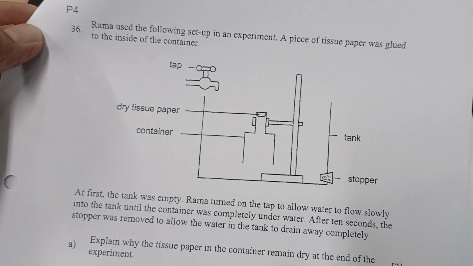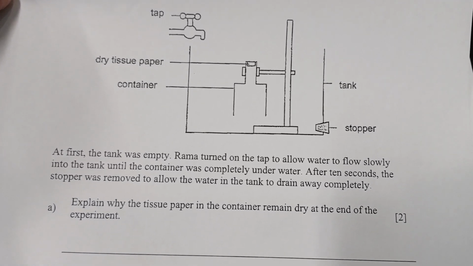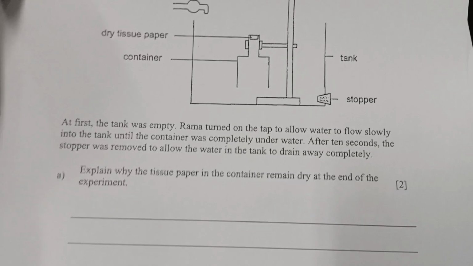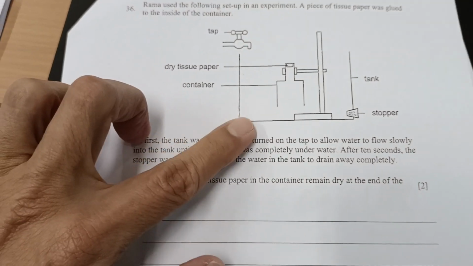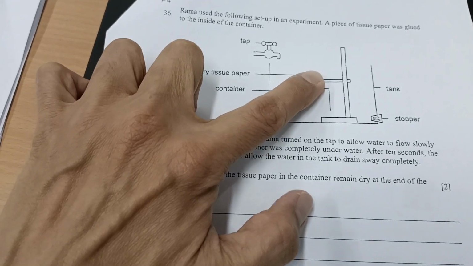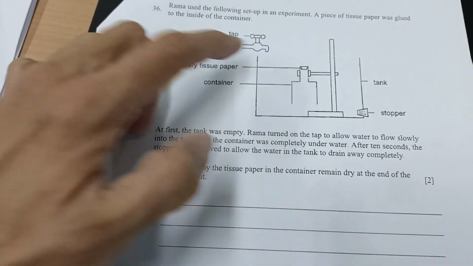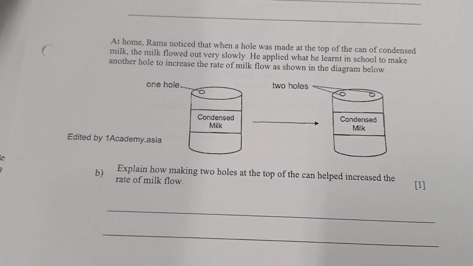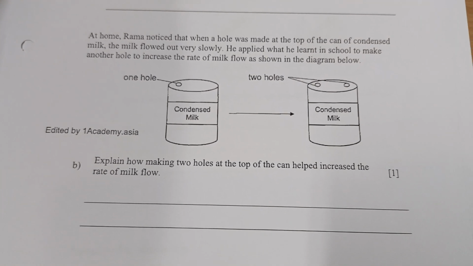As air occupies space, so you can see this question. Explain why the tissue paper in the container remained dry at the end of the experiment. Because in P4 they learned that air occupies space and the air cannot escape through this stopper here. So if you remove the stopper, the air can escape. So again, this is a very popular question being asked in P4.